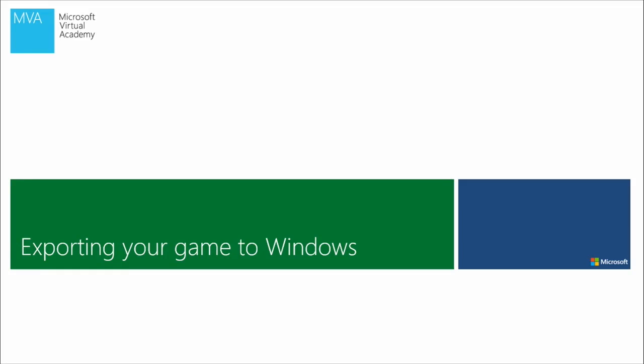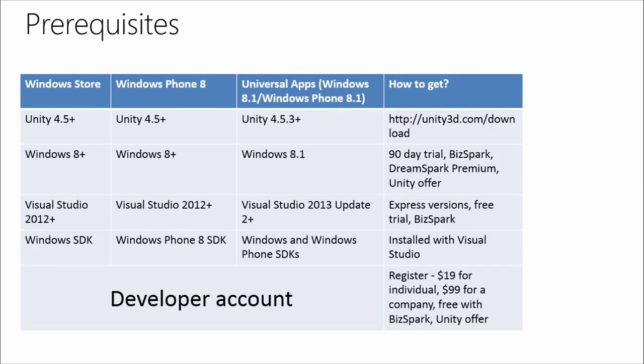So let's talk about the method of exporting from Unity to Windows. Here's this big chart of prerequisites. We'll try to demystify this the best we can. Seems complicated at first, but I'm confident we'll break it down.